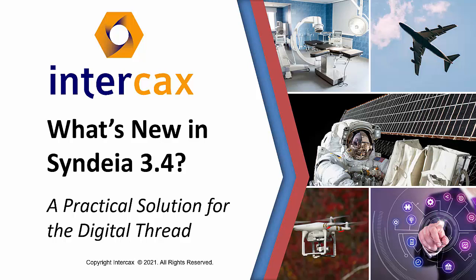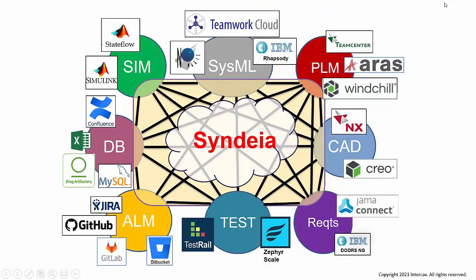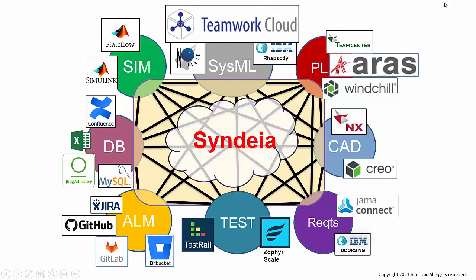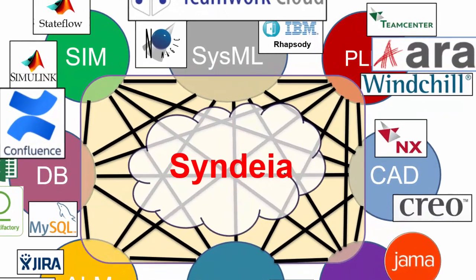Syndeia Release 3.4 is a major step towards implementation of a practical open digital thread, with new integrations, new options for exploring the connections, and improvements to existing features. Let's look at Syndeia's new tool integrations first. These include Teamwork Cloud, Eris, Bitbucket, GitLab, and Confluence.